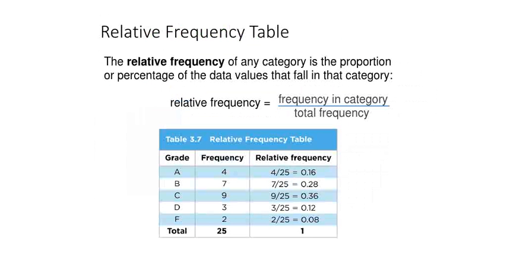We can also do something called a relative frequency. The relative frequency of any category is the proportion or percentage of the data that fall into that category, and we find it by dividing the frequency in that category by the total frequency. So for example, for our grade of A, if we take 4 and divide it by 25, we get 4 out of 25, or 0.16. This data is given as a proportion, or 0.16 in decimal form.